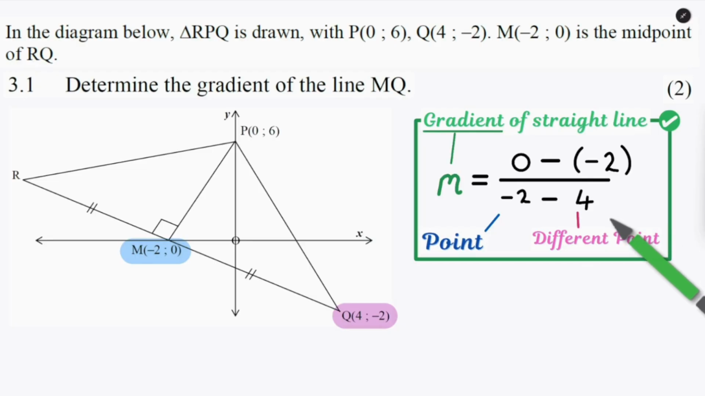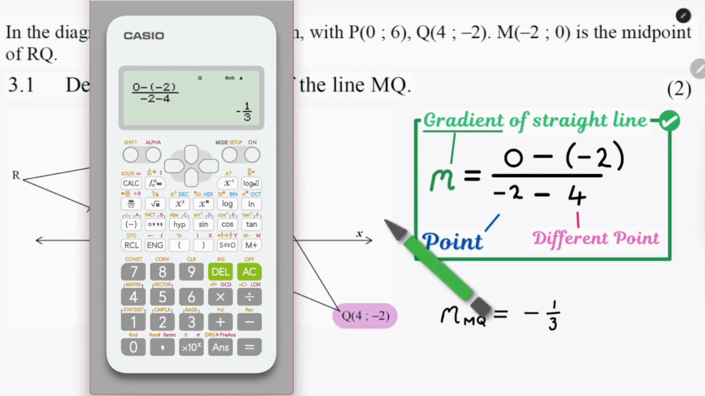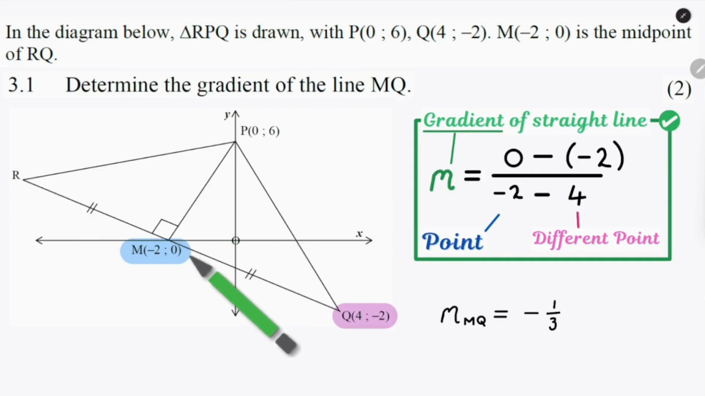Now ain't nobody got time for that. That's going straight in the calculator. Okay, so we're going to slap that in and we get -1/3 as our gradient. And at the same time, I like to put that on my sketch. It really helps you with later questions. And we can see from left to right, this graph is going downhill, so a negative gradient makes perfect sense.